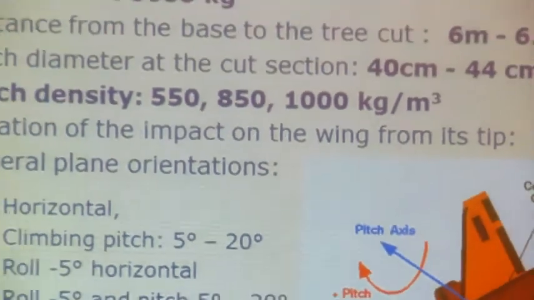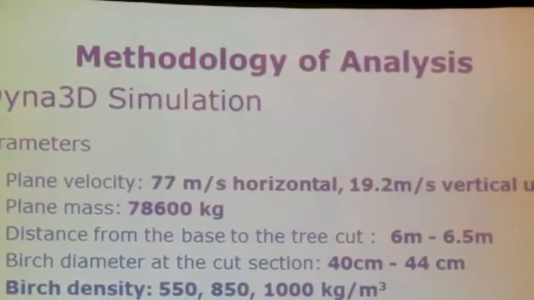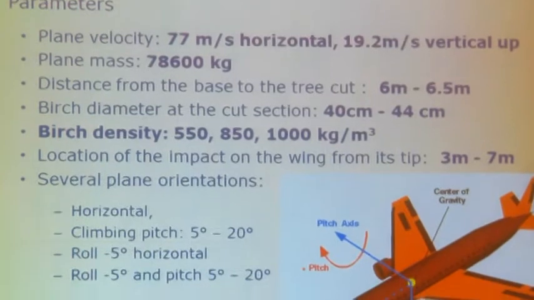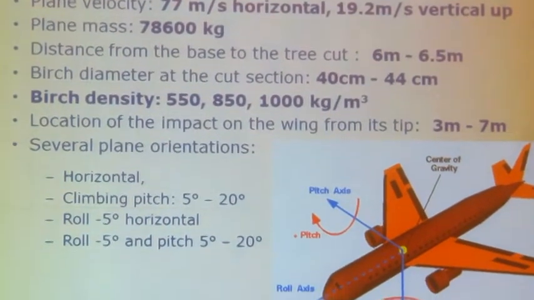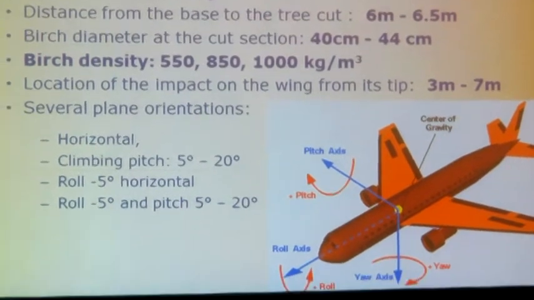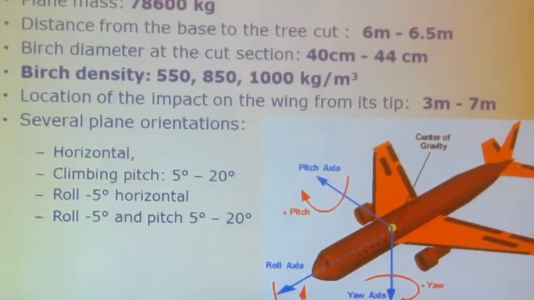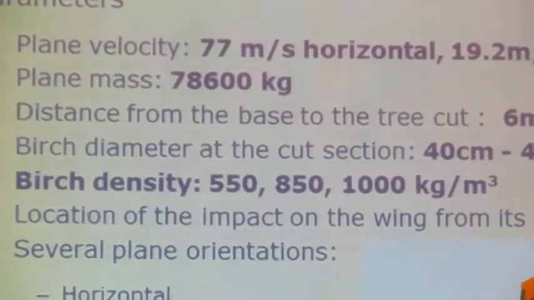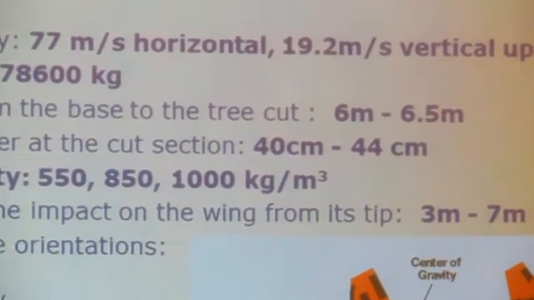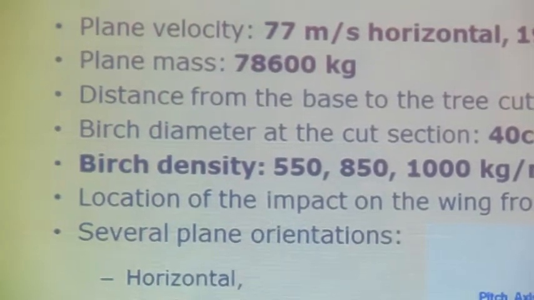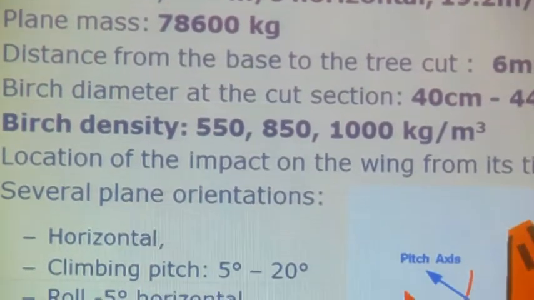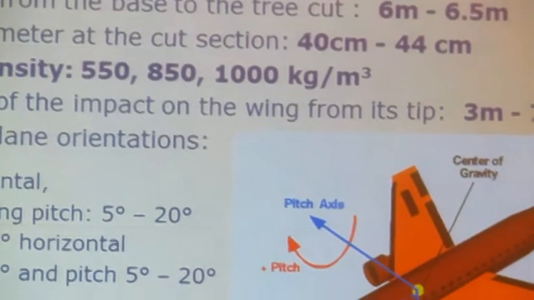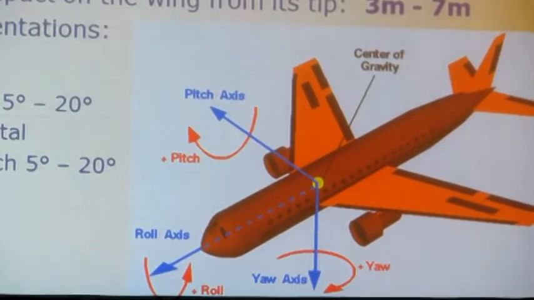Now, to make sure that we cover all the bases, we used parametric studies for simulations. We used different velocities within the framework of the official report, and the velocity of this plane was about 80 meters per second. So we used, for example, one case with 77 horizontal and 19.2 vertical up. The mass is 78,600 kilograms with about 7 tons of fuel. You can see the other dimensions.